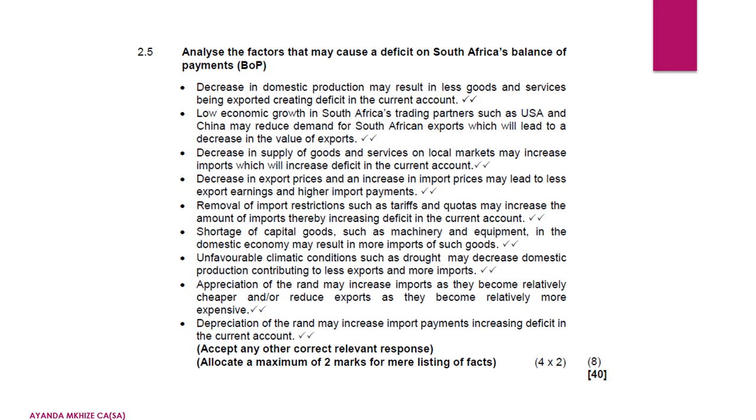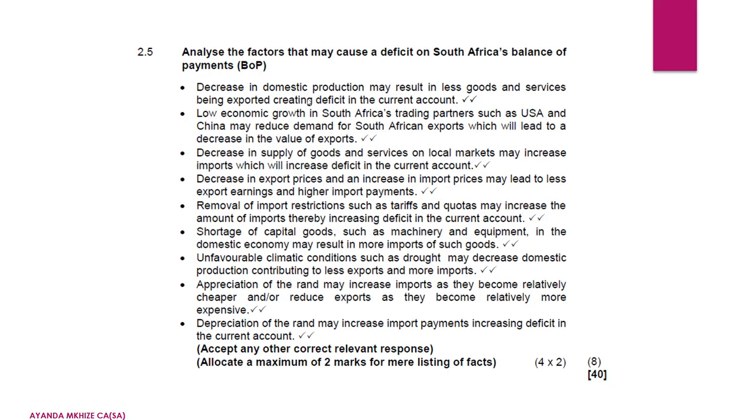Now let's look at our last question. Our last question was 2.5, and 2.5 says analyze the factors that may cause a deficit in the South African balance of payments. So, what causes a deficit in the balance of payments? It is when, for example, we are making more imports than exports. Why is that so? Because if you're making more imports, or buying from outside countries like the US and China, it means we are taking South African money and paying it over to the US and China, which are the countries we are trading with.